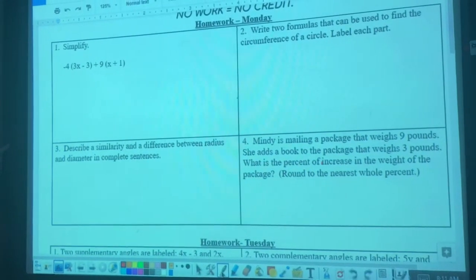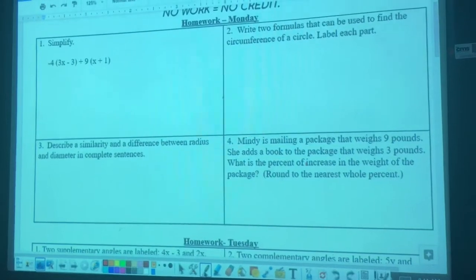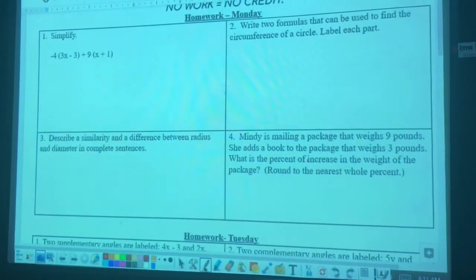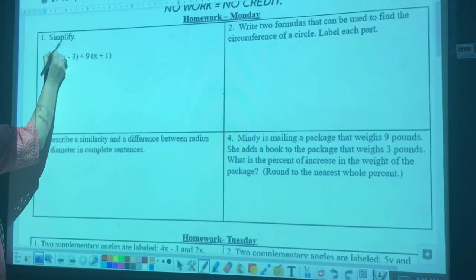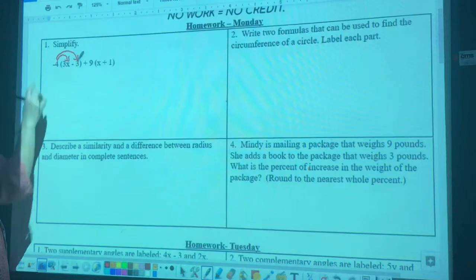Okay, so this is week 17, Monday's homework. We're going to start with problem 1, which is an expression that we need to simplify. We're going to begin with distributive property. I'm going to start with my -4, and I'm going to distribute to the two terms within the -4.